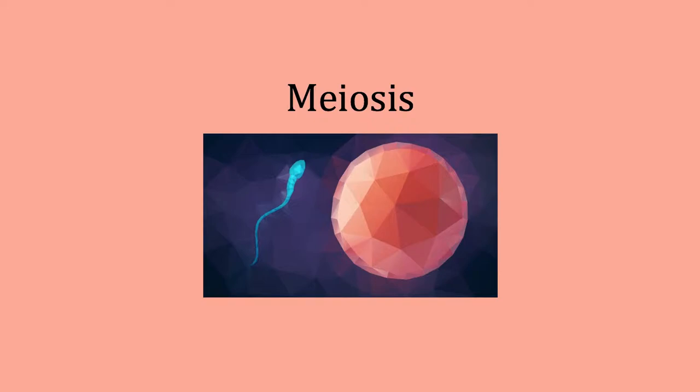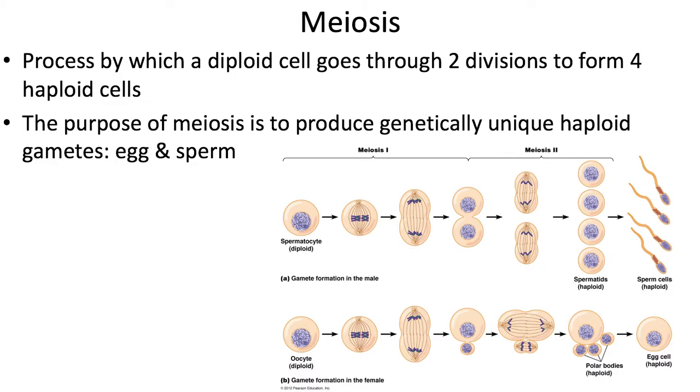Welcome to the lesson on meiosis. So in the last chapter we learned about mitosis, and in this one we're learning about meiosis. So meiosis is the process by which we make sperm in males and eggs in females.